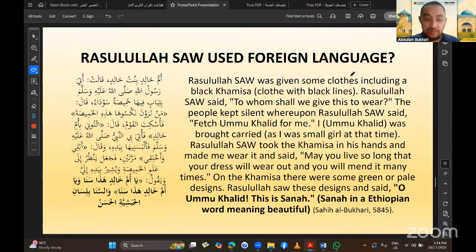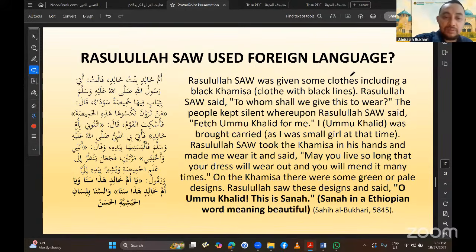Okay, this is another story. Rasulullah sallallahu alaihi wasallam himself somehow used a different language. This is the story of Khalid, a small girl born in Eritrea or Habasha, because the parents of Khalid were among the earliest immigrants from Mecca to Eritrea. After they had been oppressed by the people of Mecca, they migrated to Eritrea. And then Rasulullah knew some language of Eritrea.